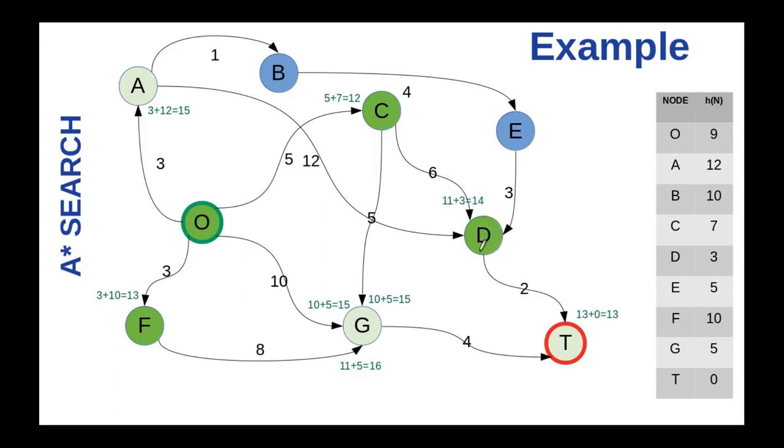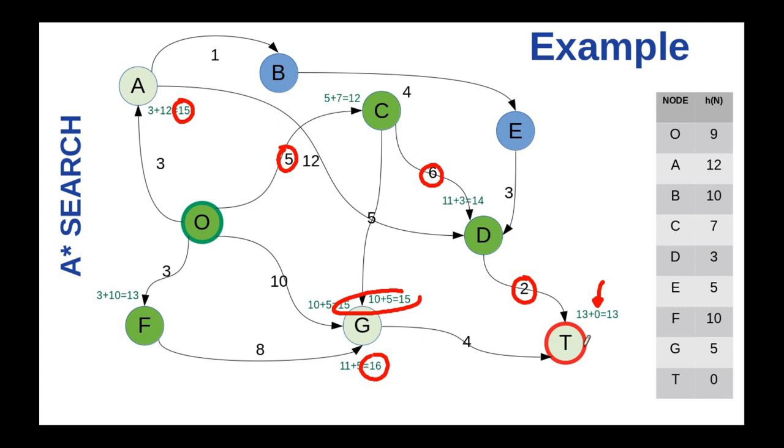We have a single neighbor of D, which is the target, T. That's why the target has no heuristics to be added. And then we have 13 because it's 5 plus 6 plus 2, 13 plus 0 equals 13. So as you can see here we have 15, 15, 16, and then 13. So this is the value that wins.